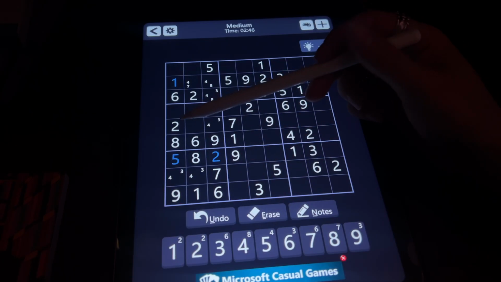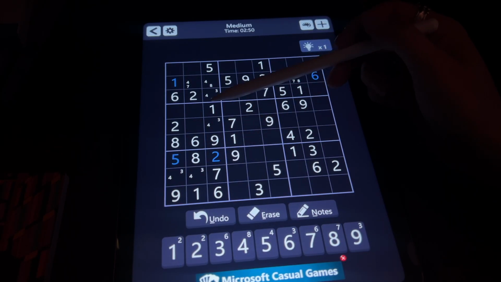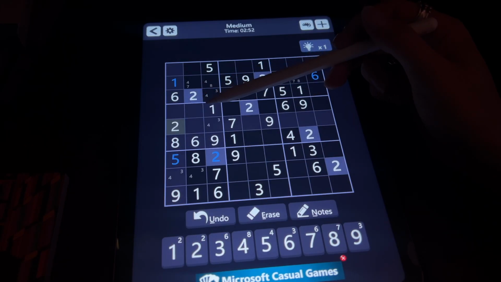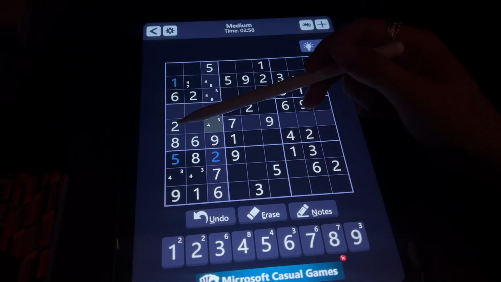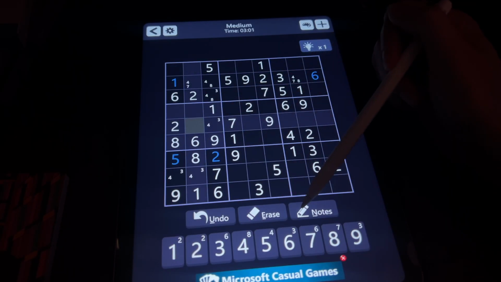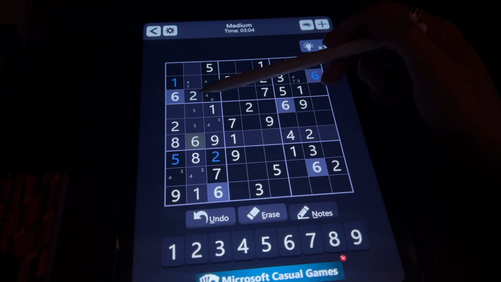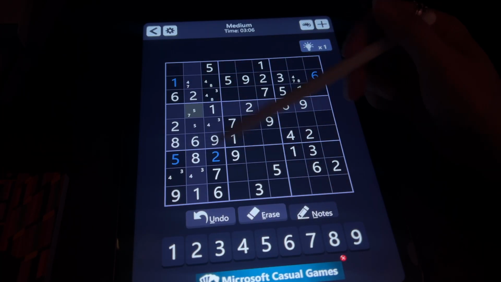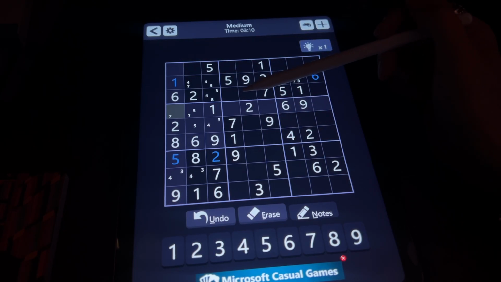Here though. 6, 7, 8, 9. Okay. 1, 2. Need a 3, need a 4, need a 5. Let's see. Okay, the 5s can only go here or here. 6, and we need a 7. They can only go here or here. Okay.